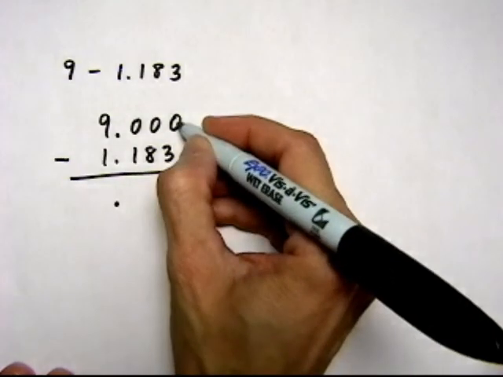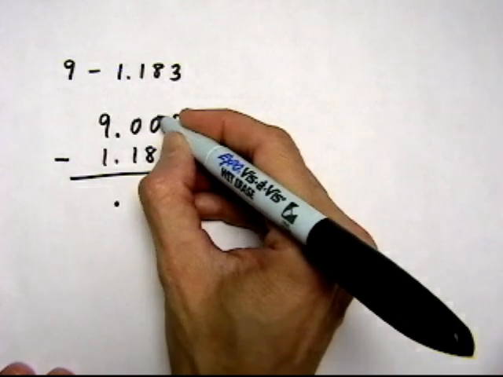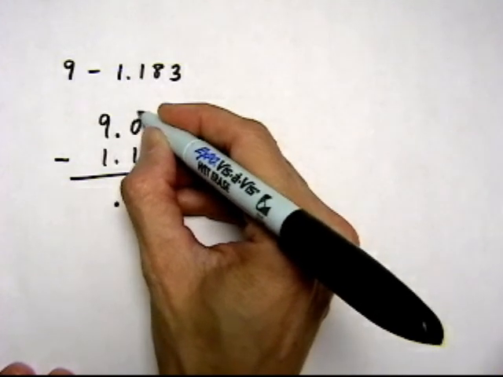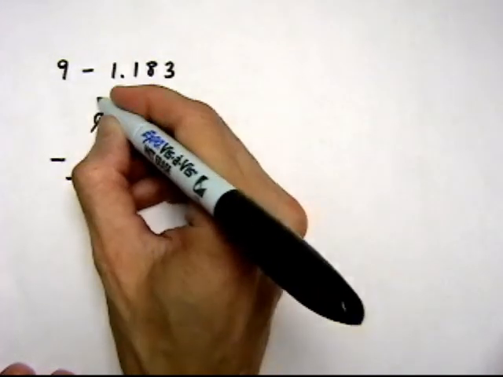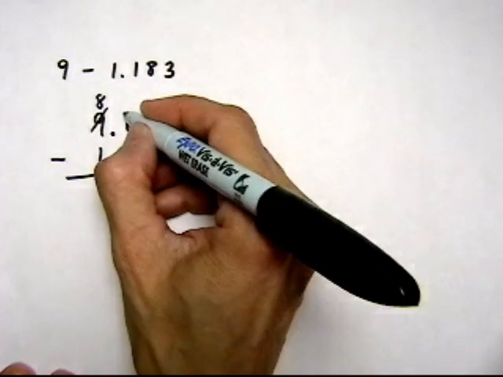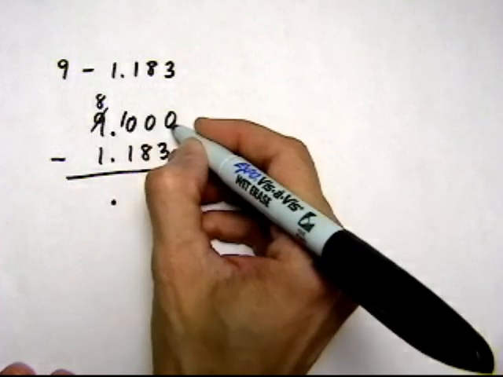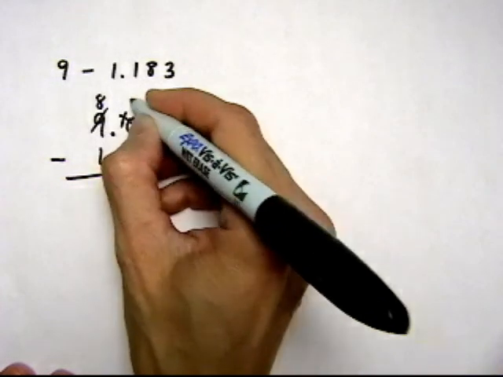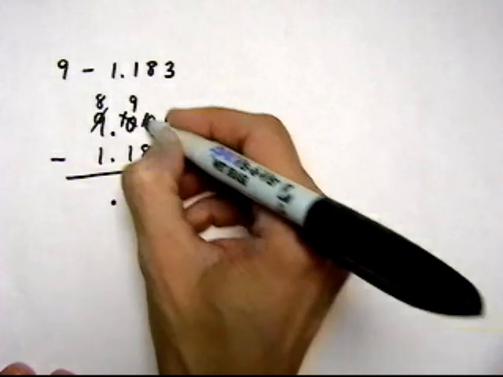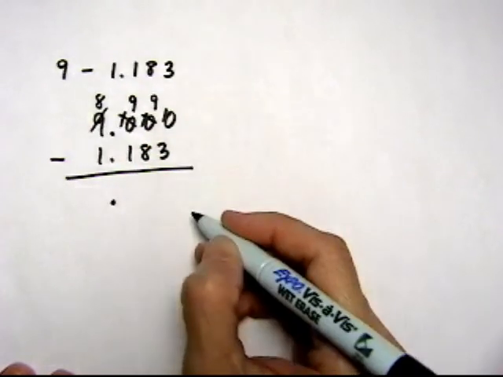0 minus 3, can't do it. We need to borrow. I can't borrow from this 0. I can't borrow from this 0 either. I got to go all the way to the 9. Borrow 1, making it 8. And that becomes 10. But I still need to get over here, so I'm borrowing again, making that 9, this one 10. Borrow, 9, 10.